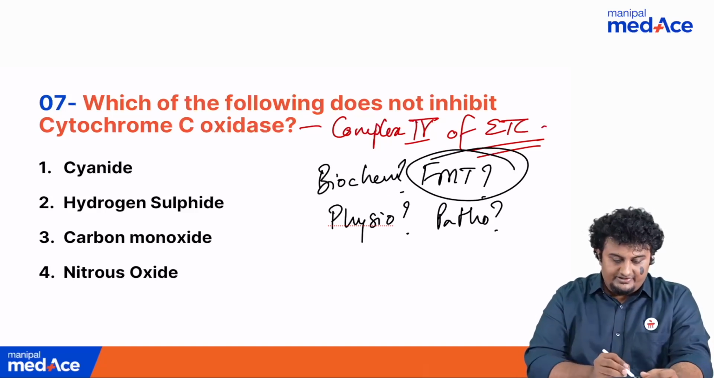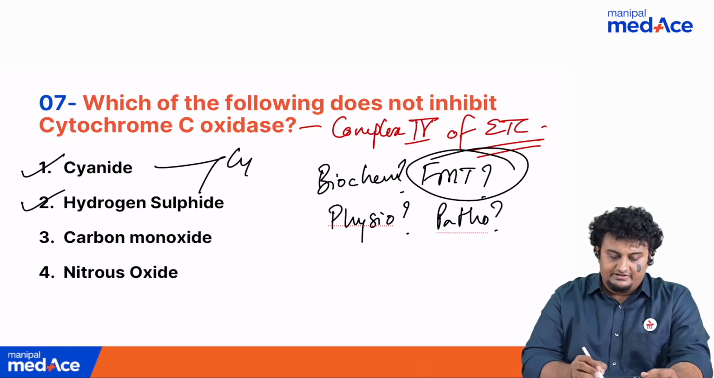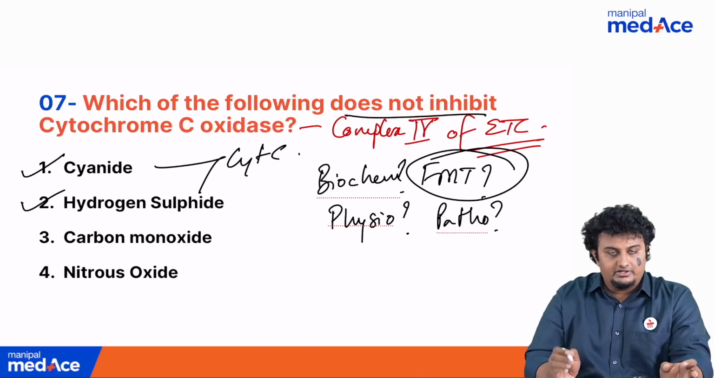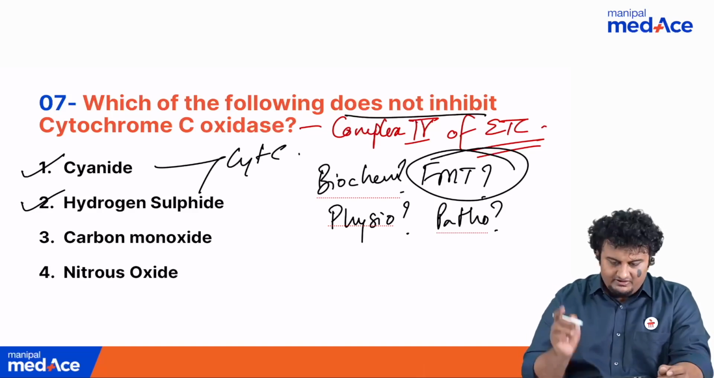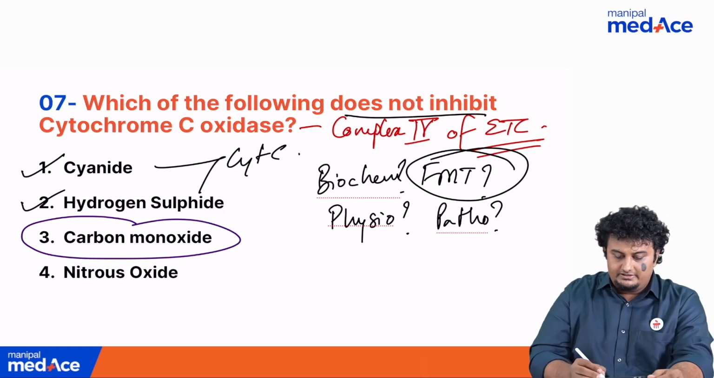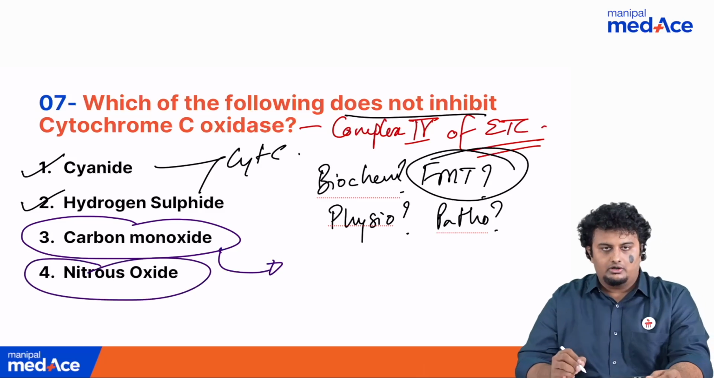Now, for those of you who have paid attention in class, you know that cyanide and hydrogen sulfide both have actions on cytochrome C, right? So you already know that these two definitely have. So which does not inhibit, the remaining two must be. Now students, a few of you got confused here also. You thought carbon monoxide seemed likely to be the correct answer, and nitrous oxide was the wrong answer.